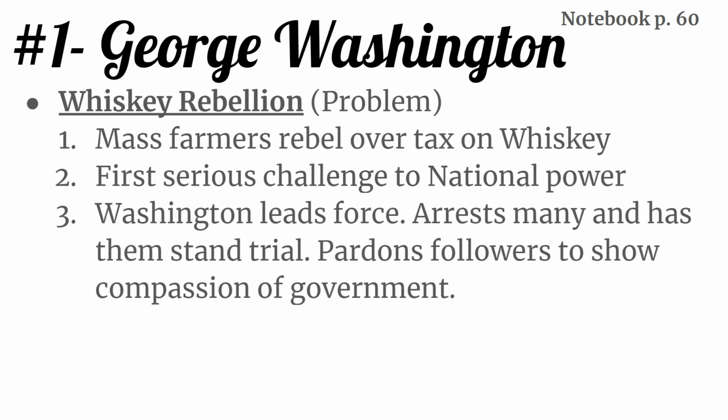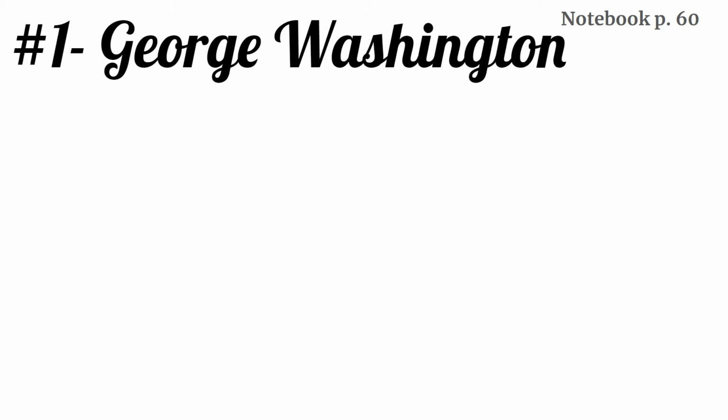So George Washington leads a force of volunteers. And this is important. The United States government does not have a standing army at this point. So he leads a bunch of volunteers and he arrests as many of them as he can. He ends up pardoning all of the foot soldiers to show compassion, but he executes the leaders. And this is an important thing because George Washington needs to show that he's compassionate, but he's also tough.